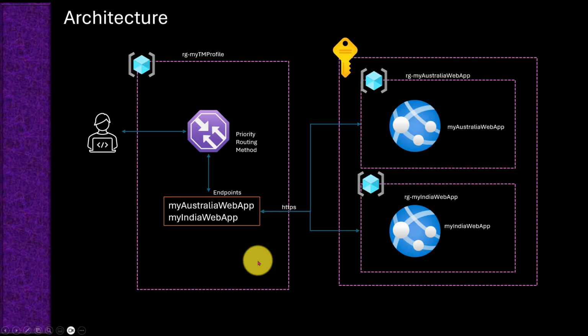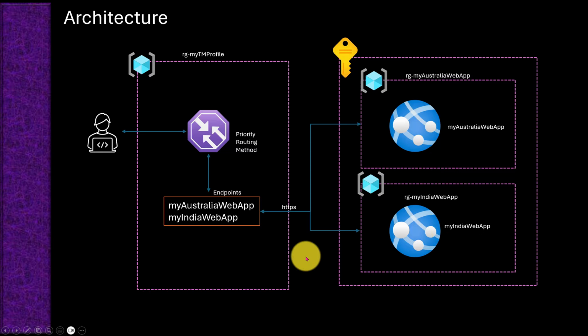On the screen, you can see that we have one resource group in the subscription called rg-mytm profile. Within this resource group, we are going to create a traffic manager with the priority routing method, and we will have two endpoints registered with this traffic profile. On the other side, we have two more resource groups, one with a web app in the Australia region, and the second in the India region.